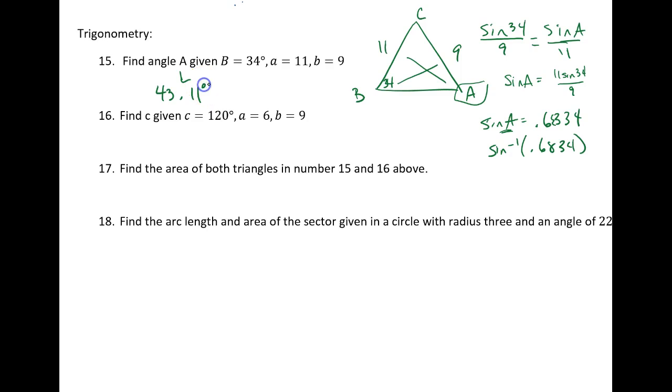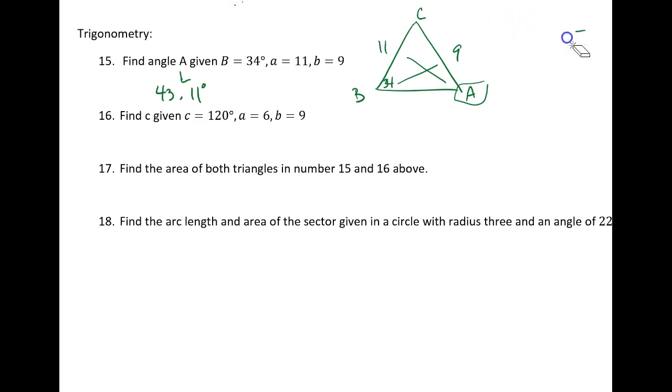But I'm not finished, because since this is an SSA, I'm going to check to see, is there a second angle A? Is there a second triangle out there? Here's the way that I do that: I take that angle I just found, 43.11, and subtract it from 180. And 180 minus 43.11, I got 136.89.